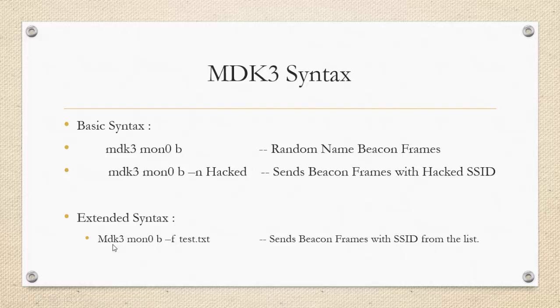In the third example, instead of specifying a particular SSID, we have a list of 10 to 12 SSIDs in the test.txt file, and we are telling MDK3 to send the beacon frames with the SSID names present in this particular text file. So let's take an example. Suppose you have 100 names inside test.txt, within 2 to 3 minutes, MDK3 will broadcast beacon frames of all the 100 names. So you will be able to find 100 new Wi-Fi networks pop up in your area.